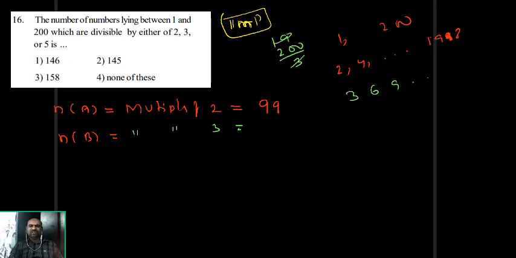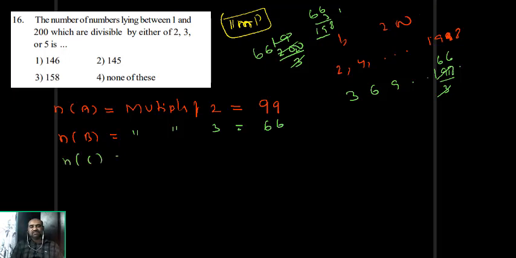200 divided by 3, what is the remainder? 66 threes are 198. How many are there? Just divide by 3. 3 sixes are 18, 19, 18, 19. They are 66 in number.